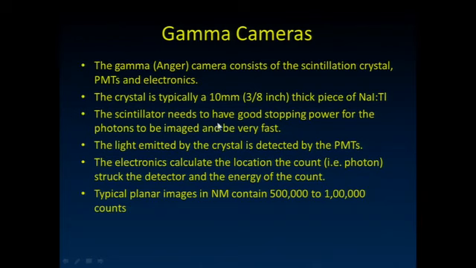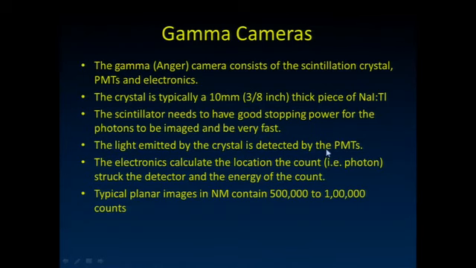This scintillator needs to have good stopping power for the photons that we want to image, and it needs to be very fast because I want to record the event that occurred and immediately be able to record the next event. If it's slow, then multiple events are going to pile up on each other, and it's going to be hard for me to distinguish the individual events.